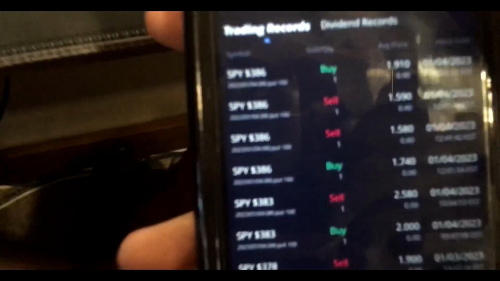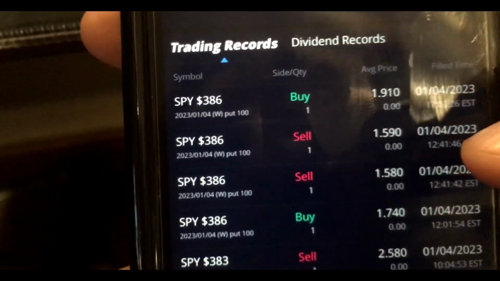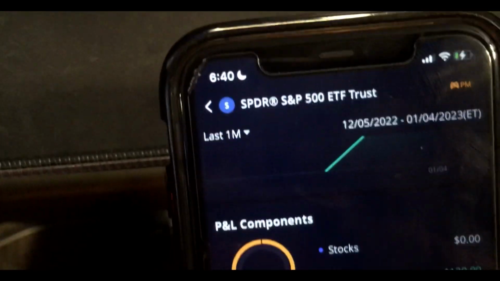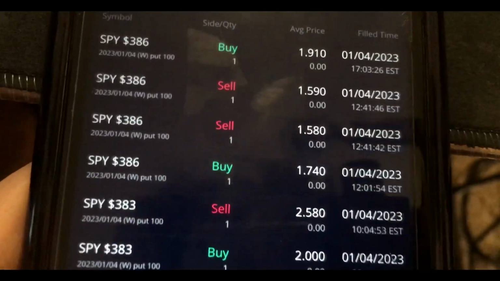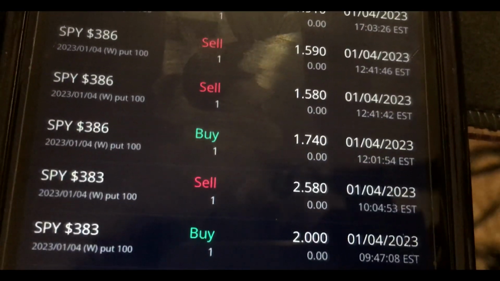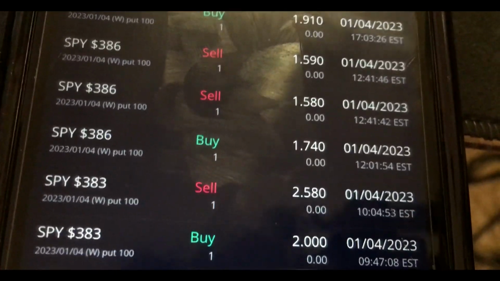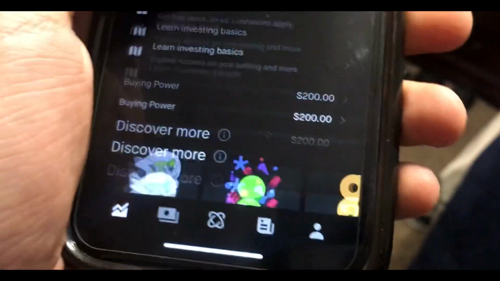Guys, look, this trade played out so well for us. We're up again, 130. Look, all right, let me show you real quick what I traded. First we bought 383 puts, and then we sold. Currently, I know y'all see that, $200 into Robinhood. We have $200 in Robinhood buying power.